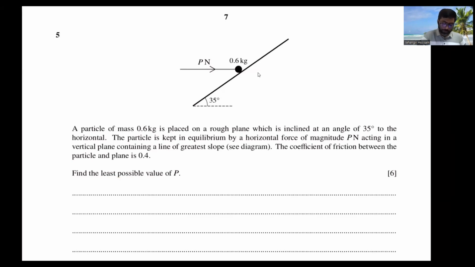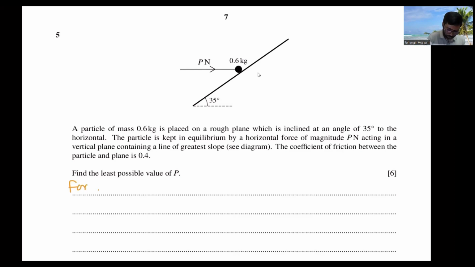So, the particle is kept in equilibrium and you have to find the least possible value of P. This is an important thing to figure out: for the least possible value of the applied force, while a particle is kept in equilibrium on an inclined plane, the value of P will be such that it is just sufficient to prevent sliding down the plane. So whenever we find the least possible value of P of the applied force to keep the particle in equilibrium on an inclined plane, the particle is about to move down the plane.